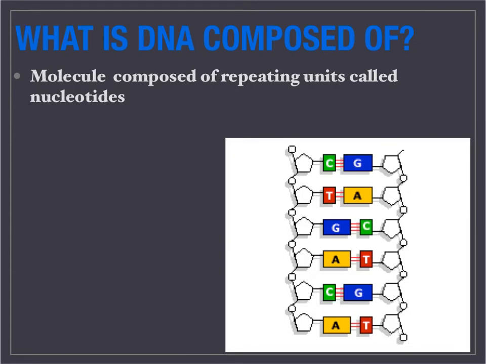Section 8.2, the structure of DNA. What is DNA composed of? Well, it's a polymer, so it's a molecule composed of repeating units called nucleotides. The nucleotide is the monomer, and the polymer is DNA.